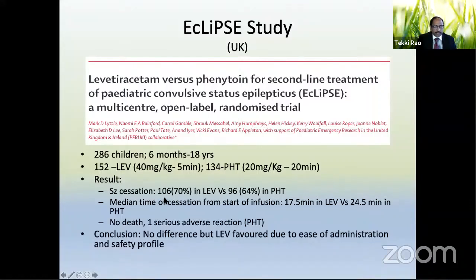Seizure cessation happened successfully in about 70% of individuals in the levetiracetam group versus 64% in the phenytoin group. Median time for cessation from the start of infusion was 17.5 minutes in levetiracetam versus 24.5 minutes in phenytoin. There was no significant difference in either seizure cessation or median time of cessation. So the conclusion is that there is no difference, but levetiracetam is favored due to the ease of administration and a safety profile.